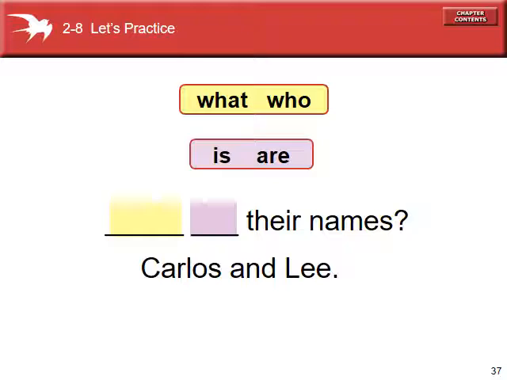In the next one, we say their names. Now this is one that confuses a lot of students because the answer is Carlos and Lee, and those are names of people. But the thing that we're asking about is not the people, but the names. So the names are actually things. So we're going to say what, and because names is plural, we'll also use are.